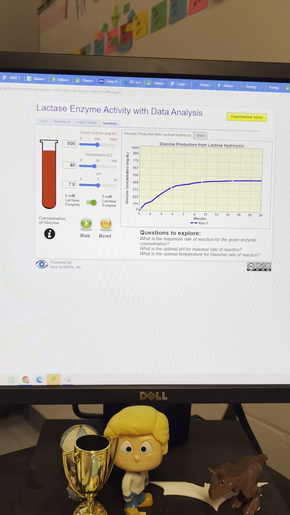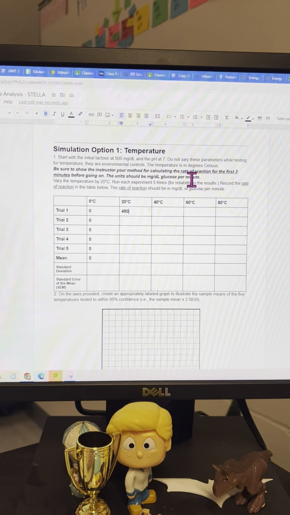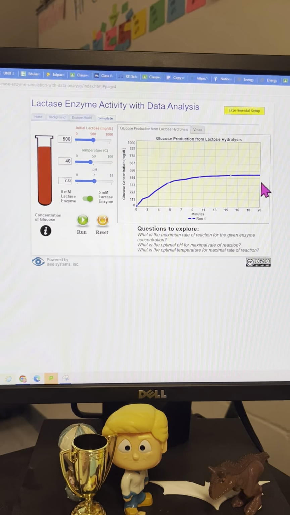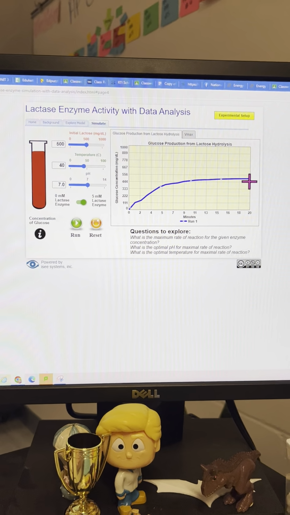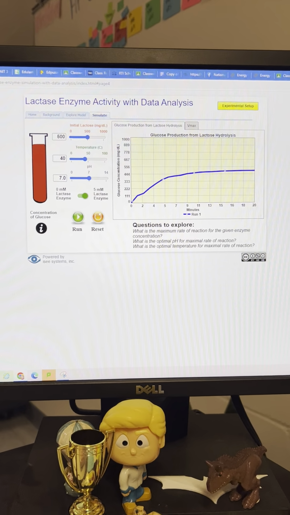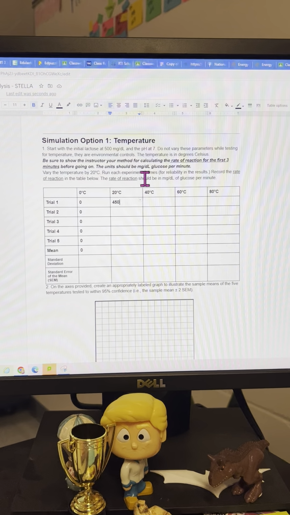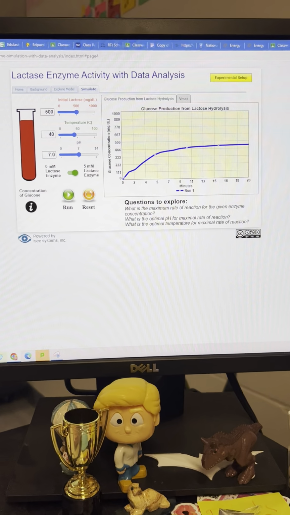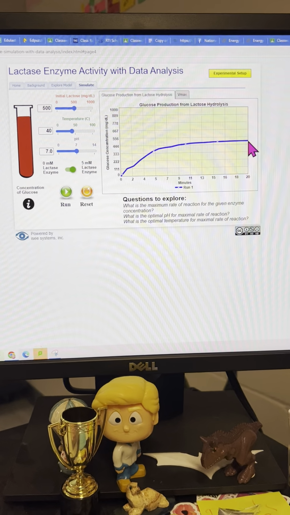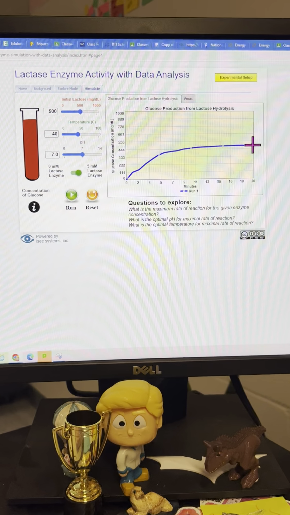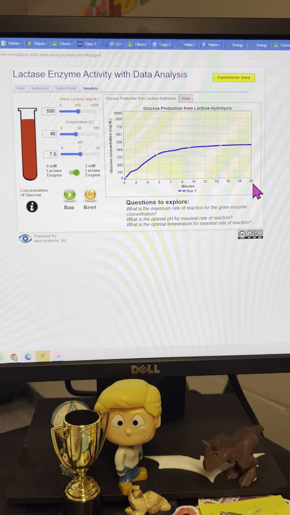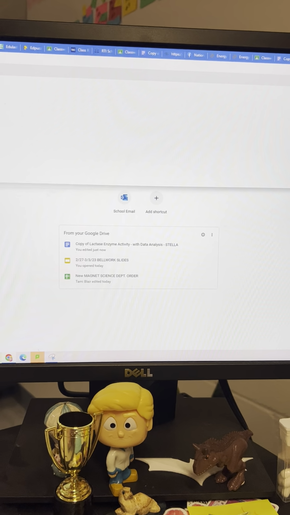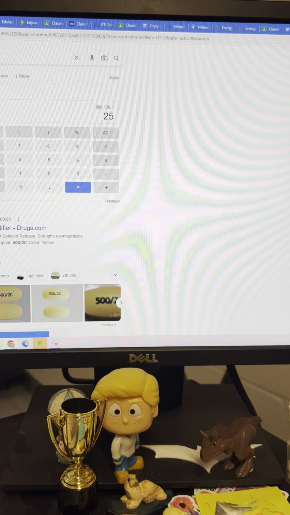All right, for calculating the rate of reaction, let's look over here, it's per minute. So how much glucose was produced per minute. So you'll look at the very end. We're going to look at, there was about 500 divided by 20. So 500 divided by 20. It's going to be 25.